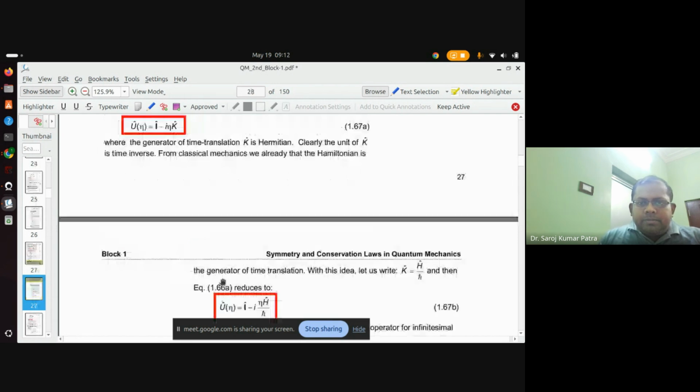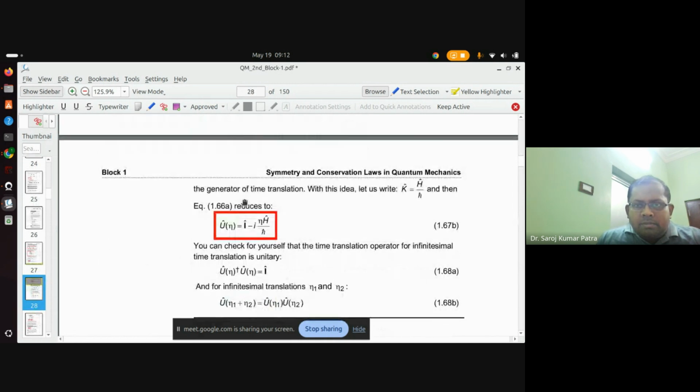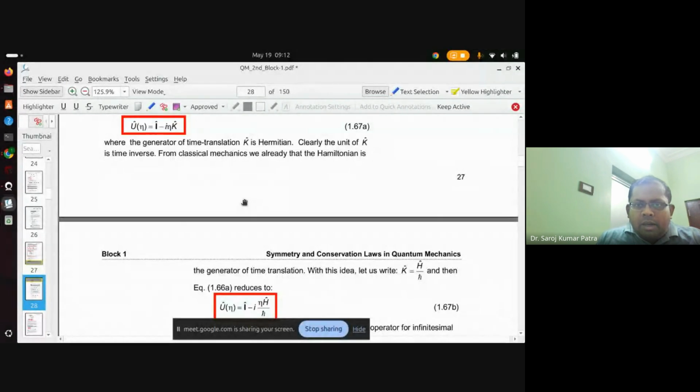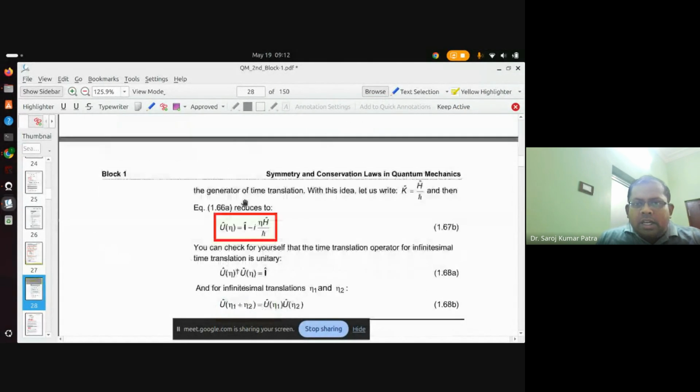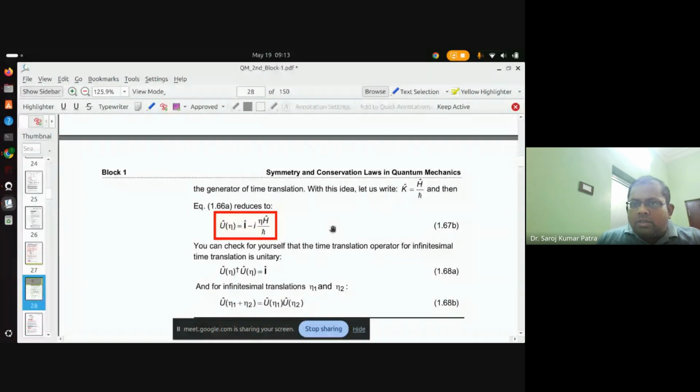From classical mechanics, we already have that the Hamiltonian is the generator of time translation. It is known from classical mechanics that the Hamiltonian gives the time translation. We just borrow that idea that k cap is equal to h cap by h cross.